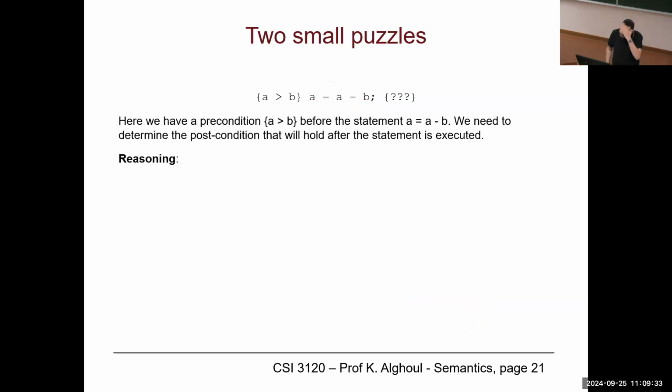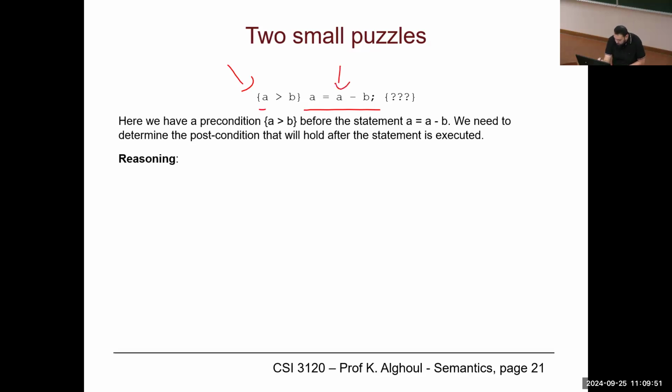So let's go and try to solve this one. This one here, let's solve it just by reasoning it. If I have the precondition and I want to deduce the postcondition, what can I say? If I'm saying A equal A minus B, and A is going to always be greater than B.